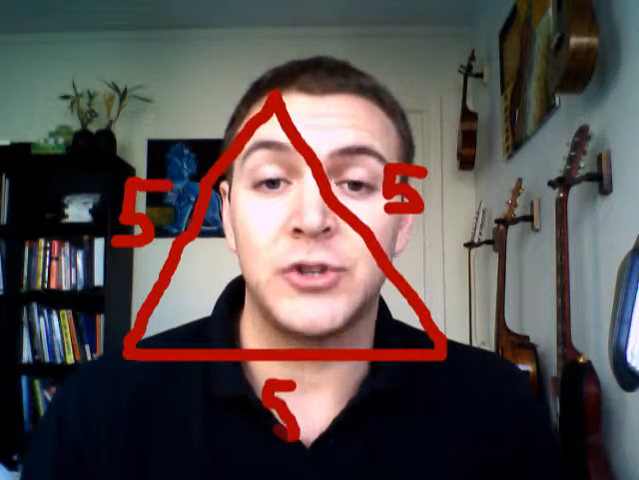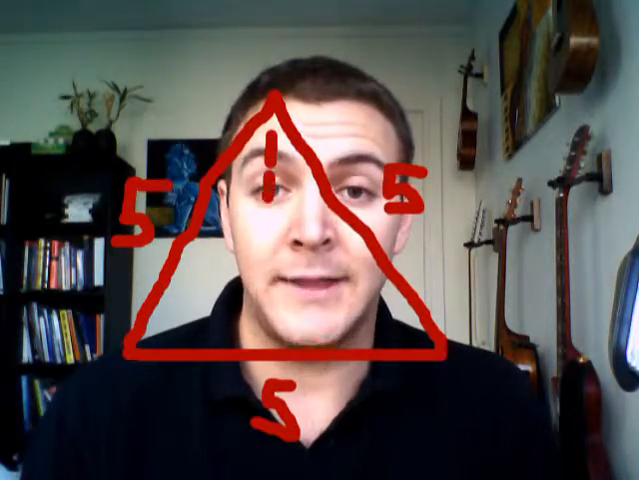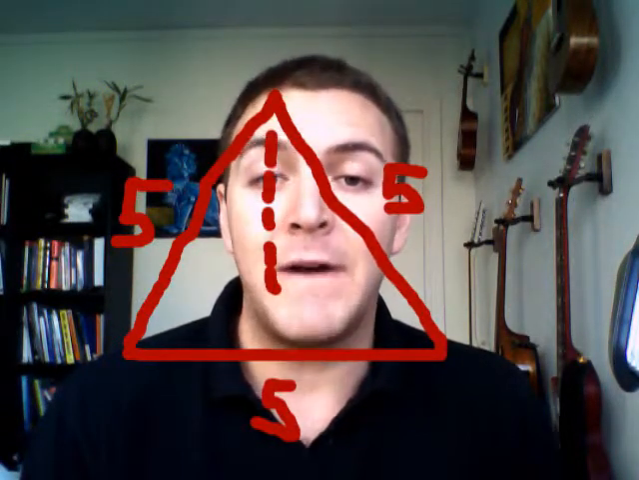So let's say that you have an equilateral triangle, and you know that the sides are all, let's say, 5 long. All right, well, 5, 5, 5. The problem is that the height of this triangle is this, the dotted line. So how do you go about finding this?